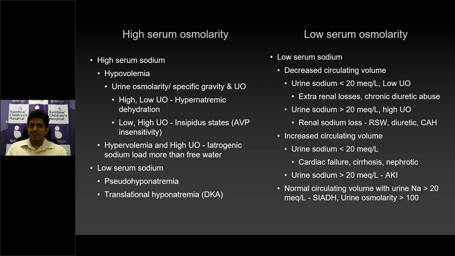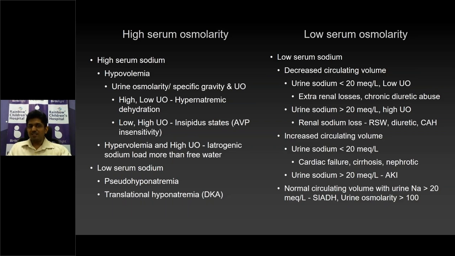If the sodium level is very high and there is hypovolemia, you see the urine osmolarity and the urine output. If the urine output is low and your urine osmolarity is high, then it goes to hypernatremic dehydration. Suppose your urine osmolarity is low but your urine output is very high, meaning for a routine response to hypovolemia and a high serum osmolarity, the AVP should be produced and increased free water absorption should take place. But your urine osmolarity is paradoxically low, meaning your AVP is not acting properly. So this will lead to an insipidus state. Either it could be nephrogenic DI or central DI.